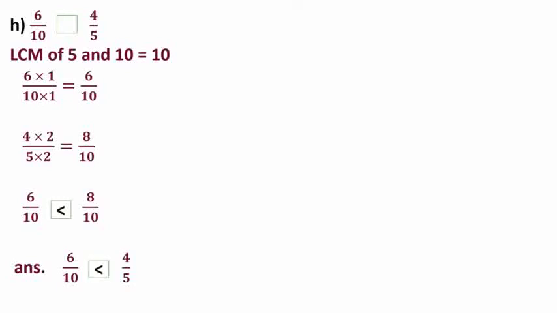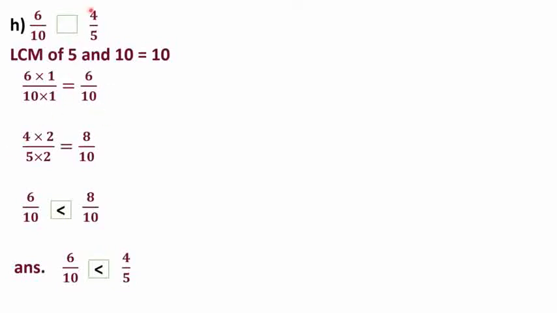Next question says 6 by 10 and 4 by 5. Again, we need to find the LCM, children, because numerators and denominators both are different. So the LCM of 5 and 10 is coming 10. So again, we will make the equivalent fraction with the denominator 10. So we get 6 by 10 into 1, then only we'll get the denominator 10 and the fraction will be 6 by 10 itself.